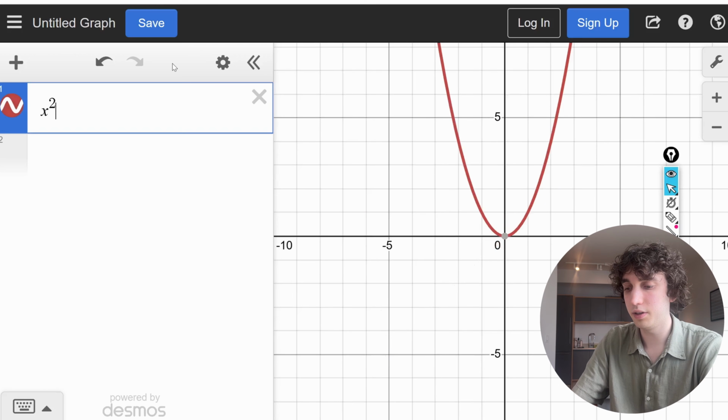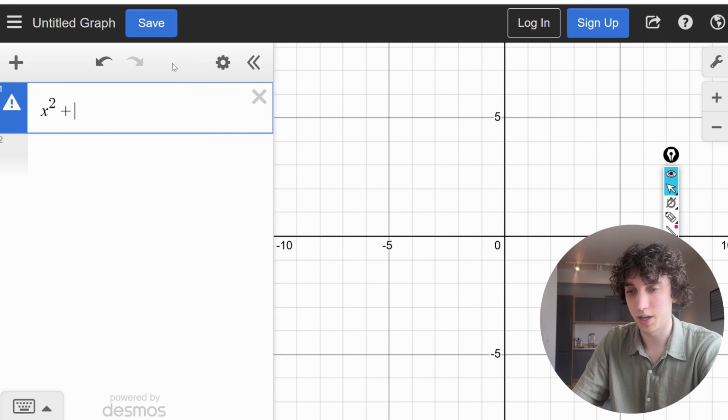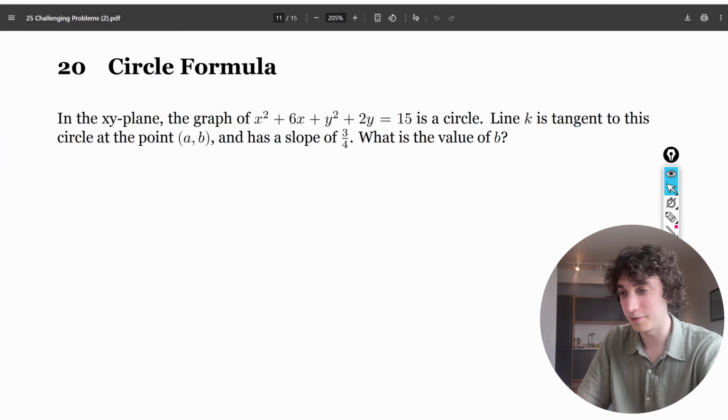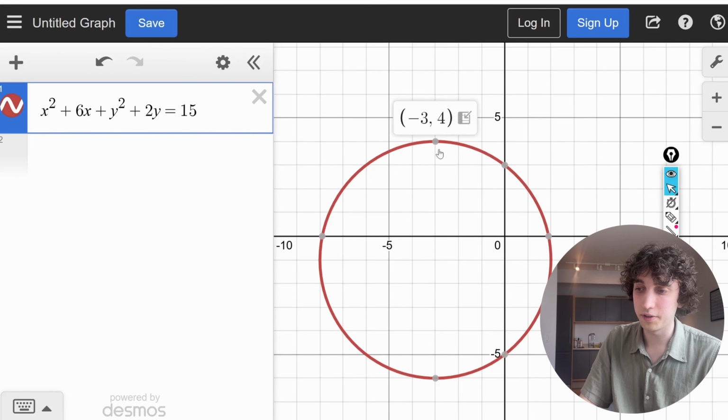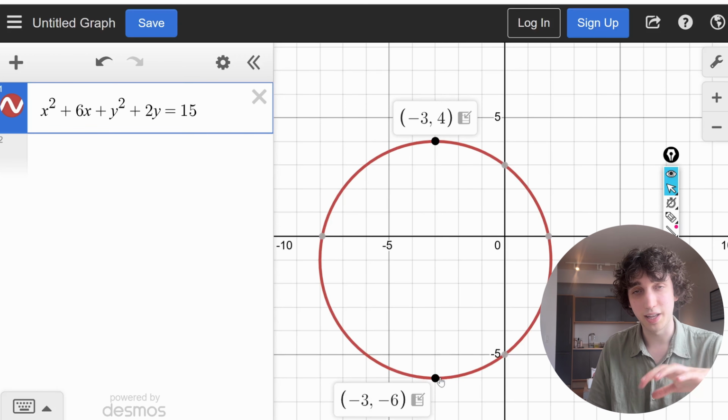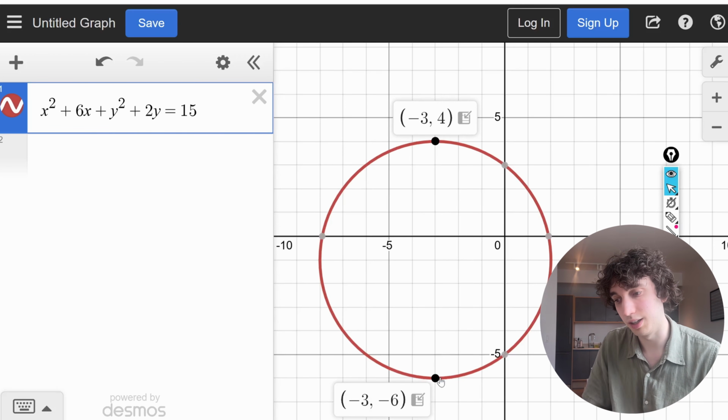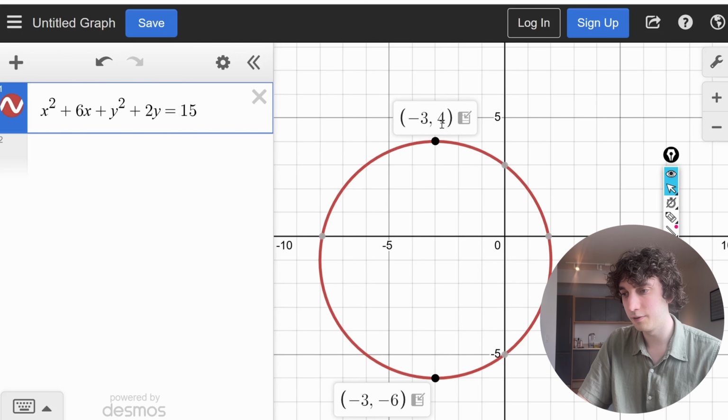And now we can type in the equation verbatim into Desmos. Maybe I can't type. Type in the circle verbatim into Desmos, and we get the circle. And if you wanted to figure out the center or the radius of the circle, one thing that you can do for the center is you can take these 2 points and manually find the midpoint or manually calculate the distance just by looking at this. 4 is 10 above -6, so the diameter is 10, so the radius is 5.